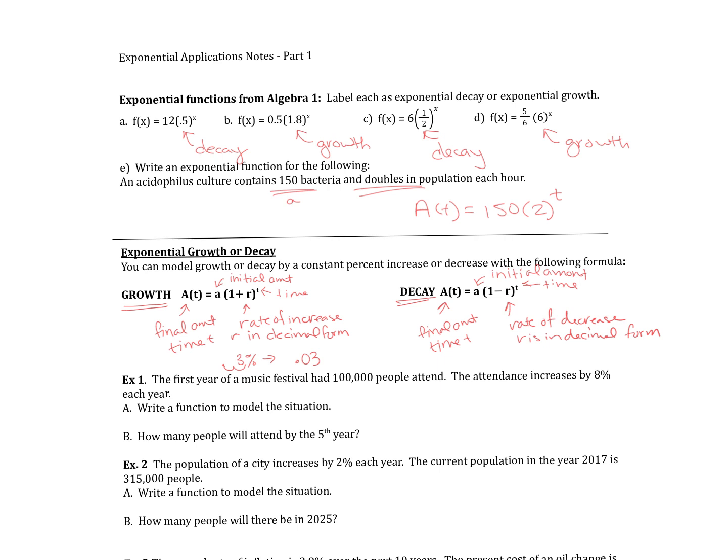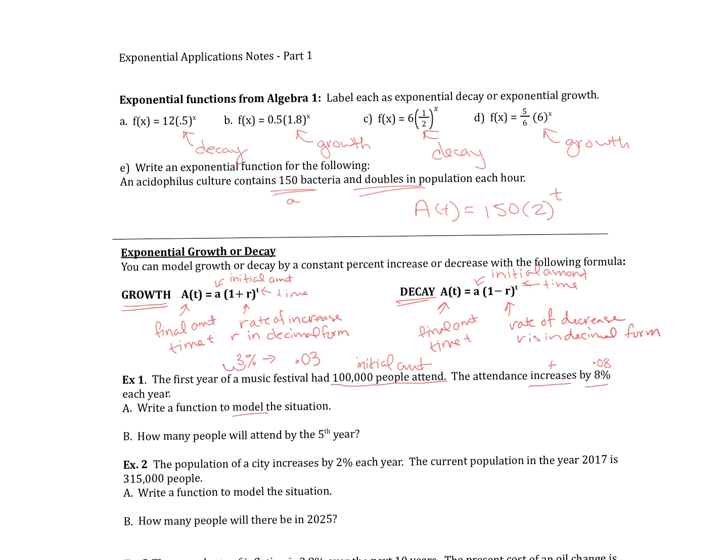Example 1 down here. It says the first year of a music festival had 100,000 people attend. That's my initial amount of people. That's going to be my A. The attendance increases, so I'm going to be adding by a rate of 8%. So I'm going to be using 0.08, that's 8% as a decimal. Write a function to model this situation.